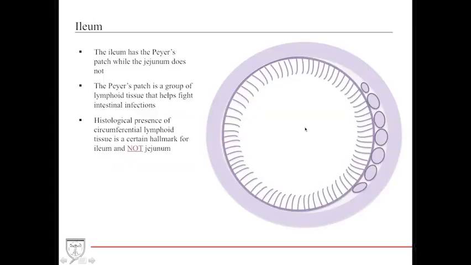The next important feature of the ileum is the Peyer's patch. The Peyer's patch is located only in the ileum and not in the jejunum. So if you have a histological slide that looks something like this, this will be present only in the ileum. So what is a Peyer's patch? It's a group of lymphoid tissue that helps detect any intestinal bacteria or intestinal pathogen that enters. Histologically, circumferential lymphoid tissue is a hallmark of the ileum, and if you see this, you can almost guarantee that this is not the jejunum.